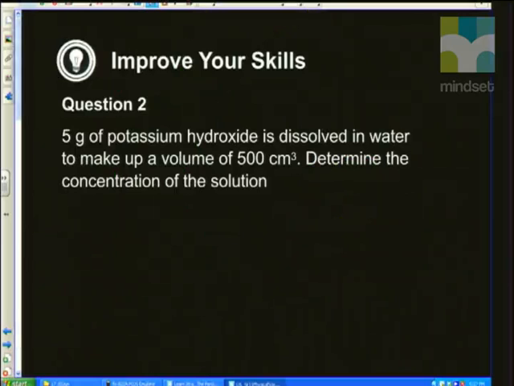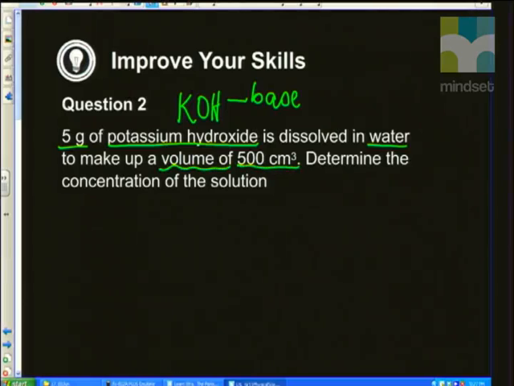The next one says 5 grams of potassium hydroxide. So this is potassium hydroxide, KOH, and of course, this is a base. It's a hydroxide. This is dissolved in water to make up a volume of 500 cubic centimeters. Determine the concentration of the solution.